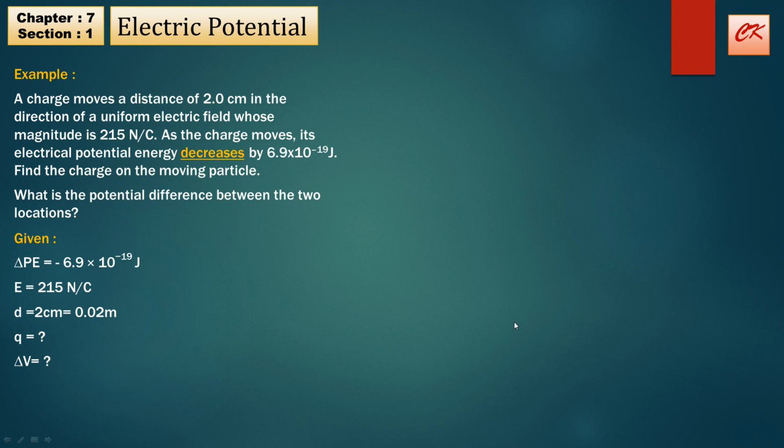Let's solve one more question. A charge moves a distance of 2 centimeters in the direction of a uniform electric field, which is 215 newton per coulomb. As the charge moves, its electric potential energy decreases by 6.9 times 10 to the power of negative 19 joules. Find the charge on the moving particle. What is the potential difference between the two locations? There are two questions here. These are given.